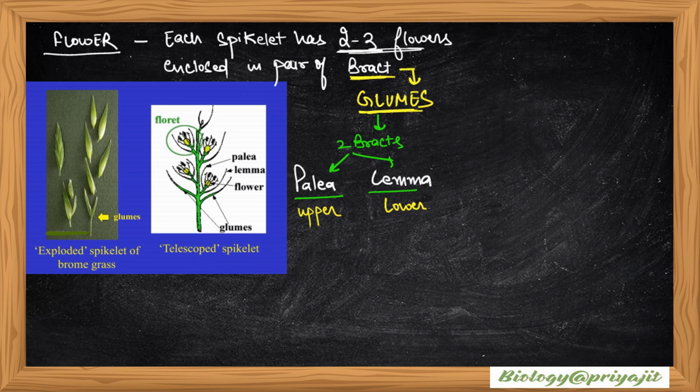Outside the calyx there is a bract, which is called glume. Here each spikelet has 2 to 3 flowers enclosed in a pair of bracts, which are called glumes. The glumes have 2 bracts. Of the bract-like structures, the upper one is called palea and the lower one is called lemma. Within palea and lemma we can find the flower itself.